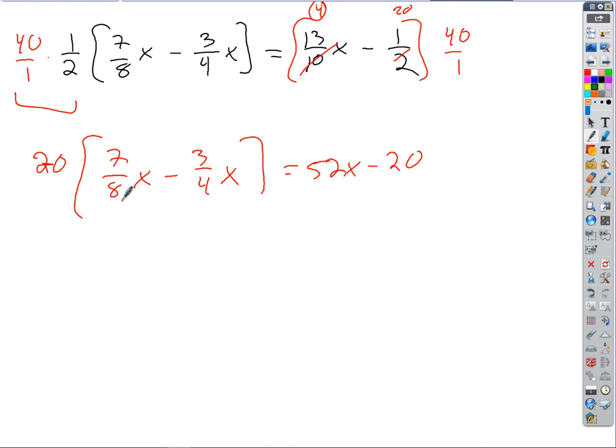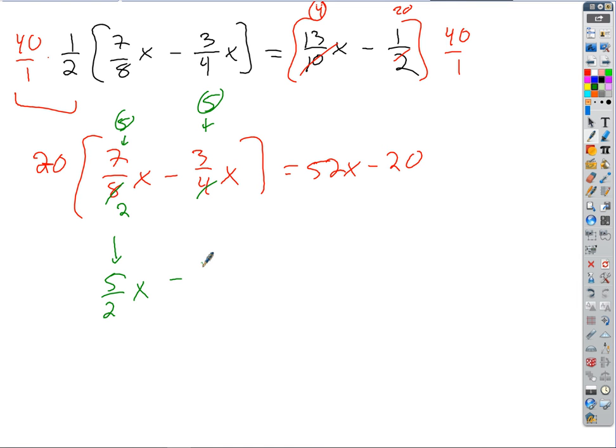I could distribute this, and 20 over 8 reduces to what this time? What goes into both those? 4 goes into both, right? So I could get a 2 on the bottom and a 5 on the top. Does that make sense? 20 over 8 reduces to 5 over 2. So I get 5 halves x. 20 over 4 is what? 5. So I get minus 15.